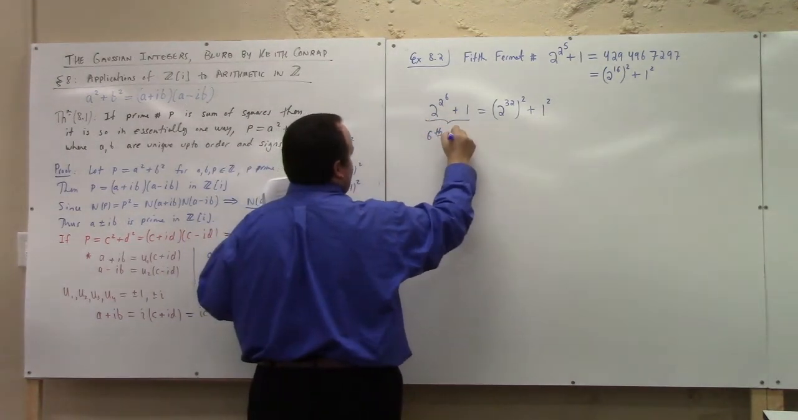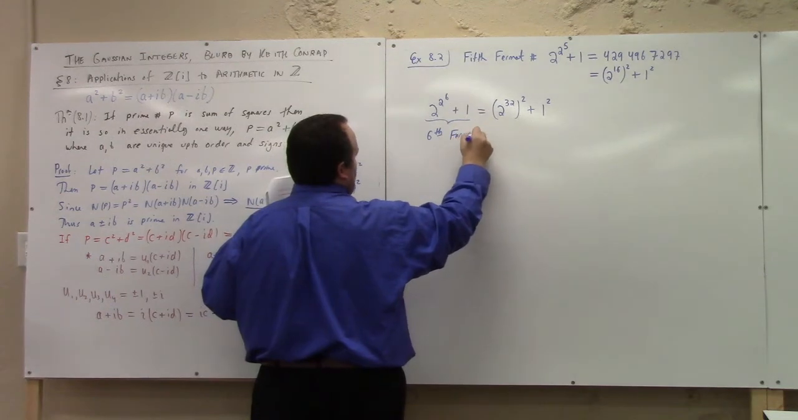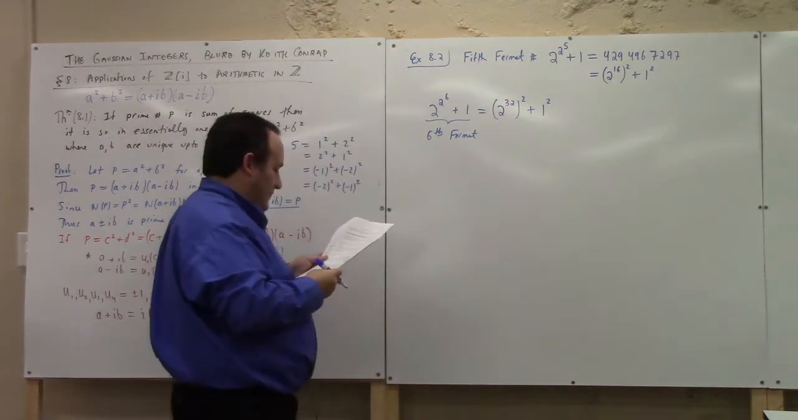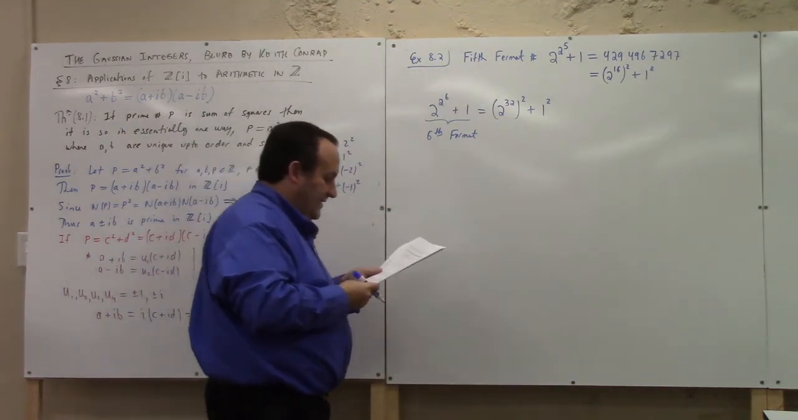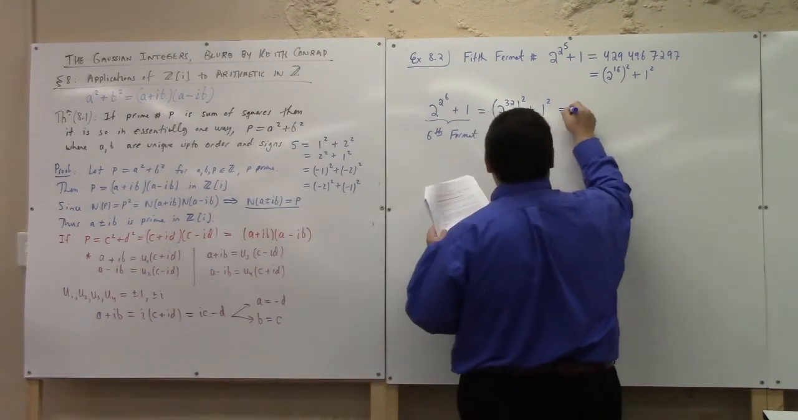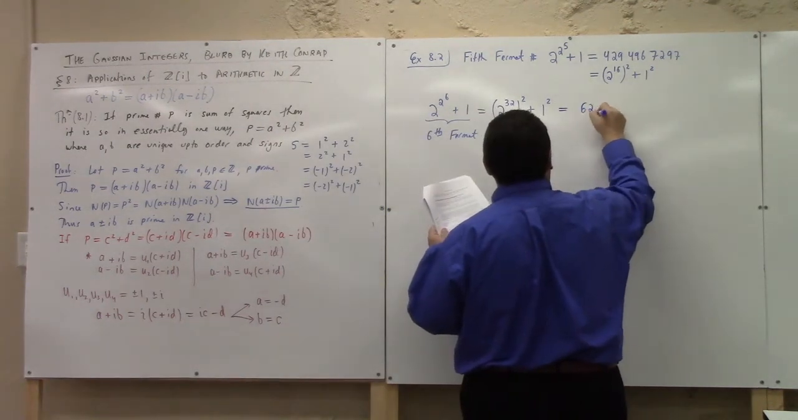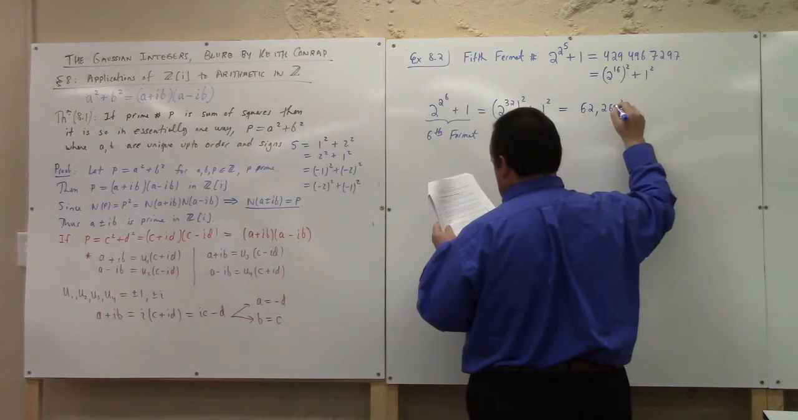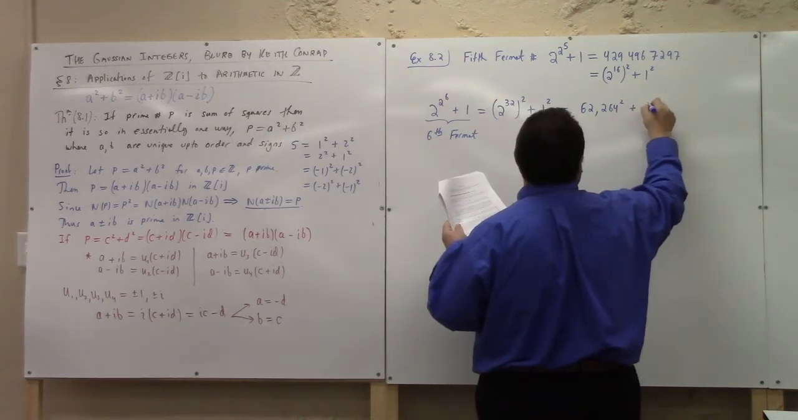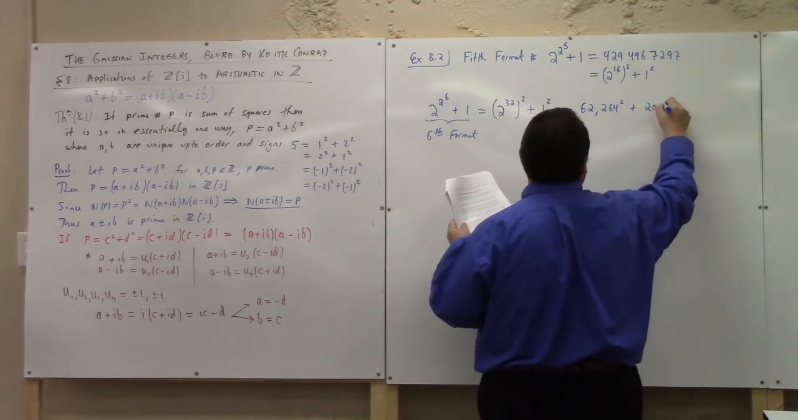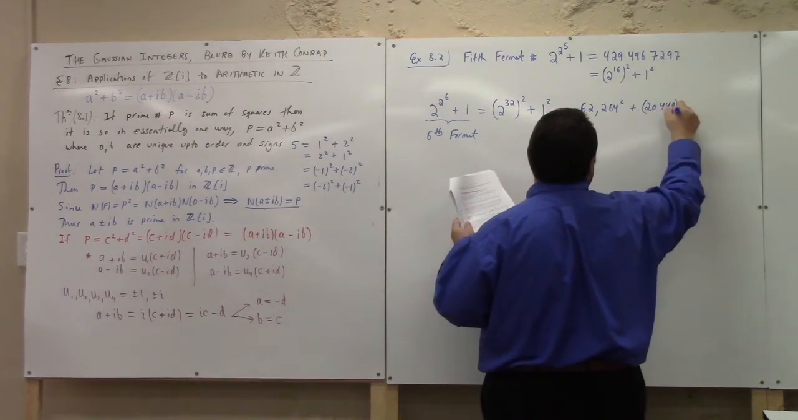But you know who? Euler. What did he do? Well, Euler said, yeah, well, obviously you could also do 62,264 squared plus 20,449 squared, right? I mean, come on.